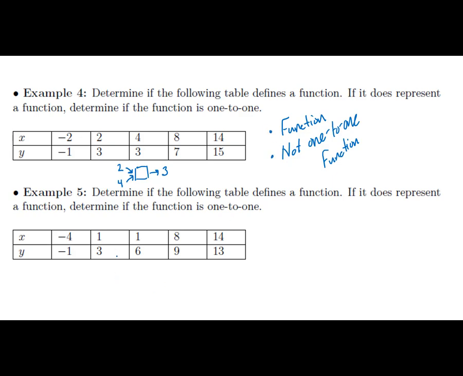All right, and then lastly here, we're checking, and we got the same problem again that we had in example number 3. We've got the number 1 going to 2 different outputs, and we just can't have that, right? So we're sending 1 in, but the machine's confused. It doesn't know whether to spit out a 3 or a 6, so that means it is not a function.